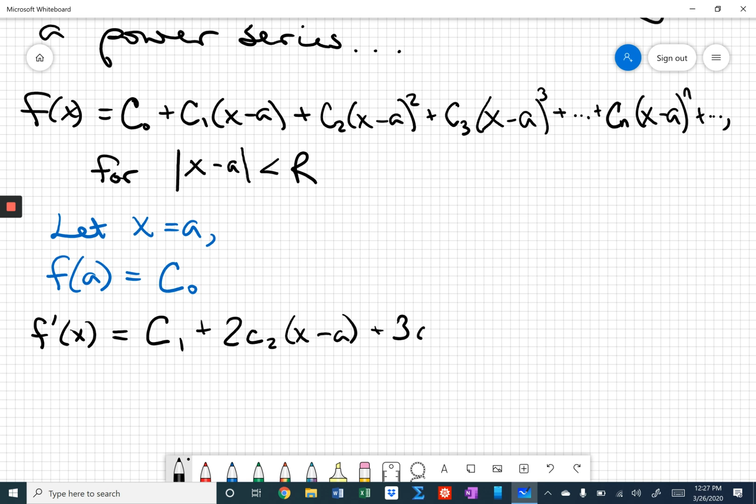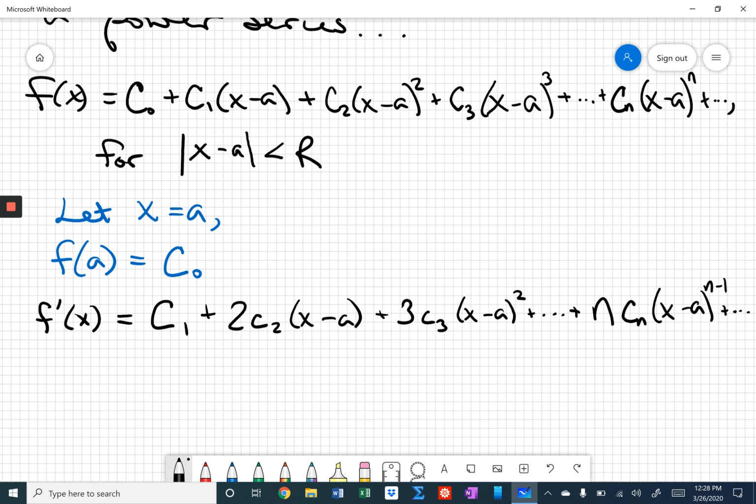plus 3 times c sub 3 times x minus a squared plus dot dot dot plus n times c sub n times x minus a to the n minus 1 plus dot dot dot. Excuse my neighbor's dogs in the background.